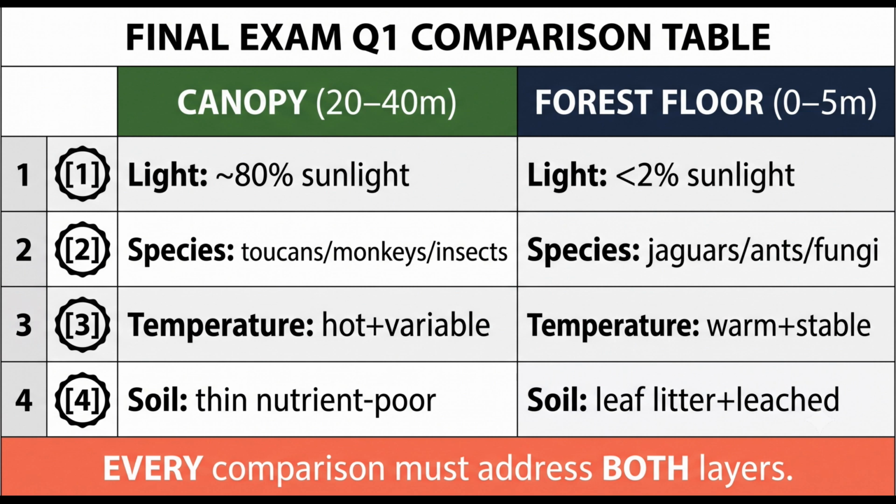Mark 3, temperature and humidity. Canopy is hot, variable, and wind-exposed. Forest floor is warm, stable, and extremely humid. Mark 4, soil and vegetation. Both have thin, nutrient-poor soil, but the canopy has dense, overlapping crowns while the forest floor has very little ground vegetation due to low light. The critical rule: every single comparison must name what is happening in both layers.